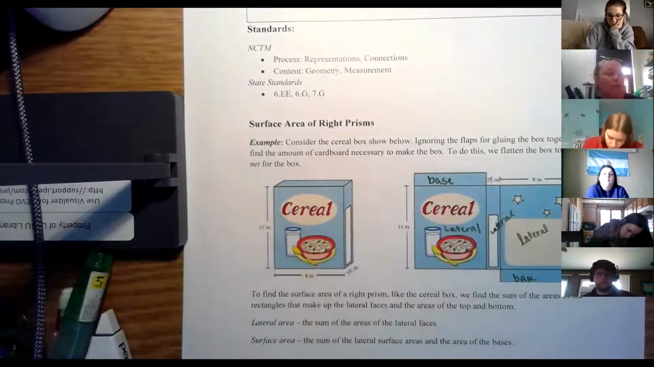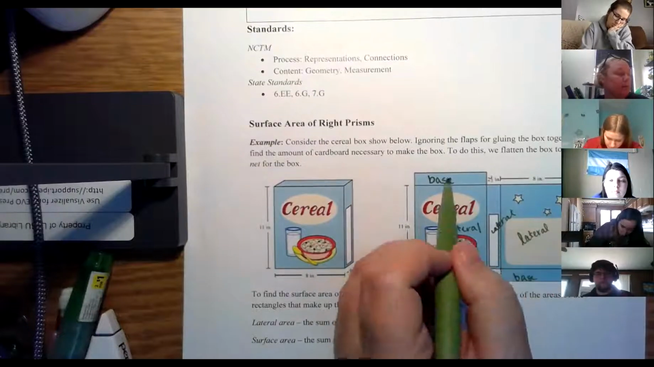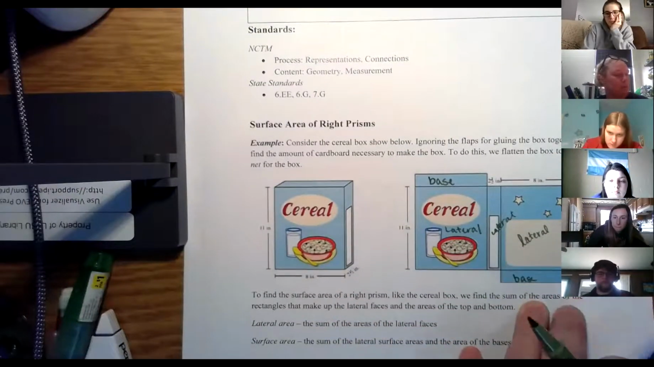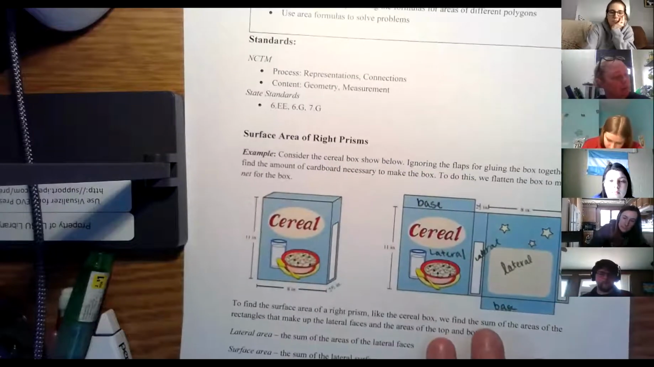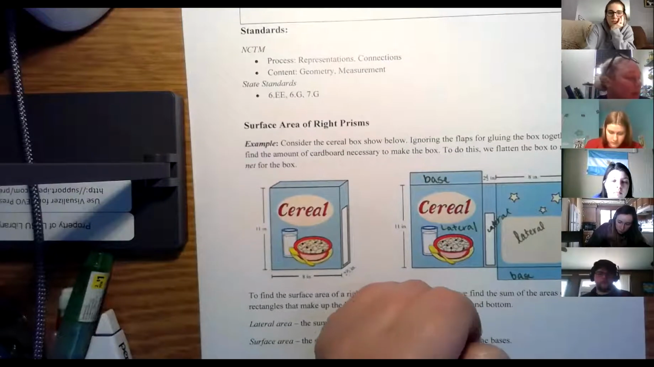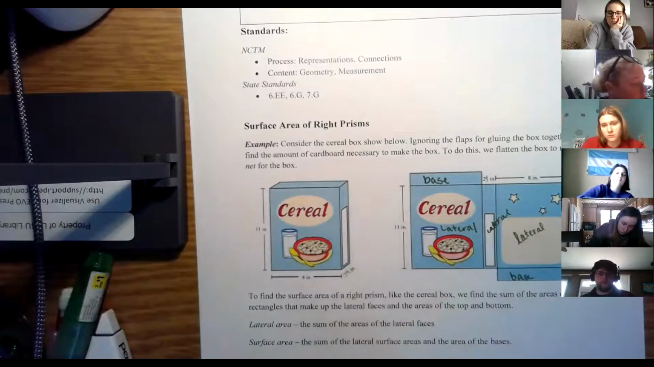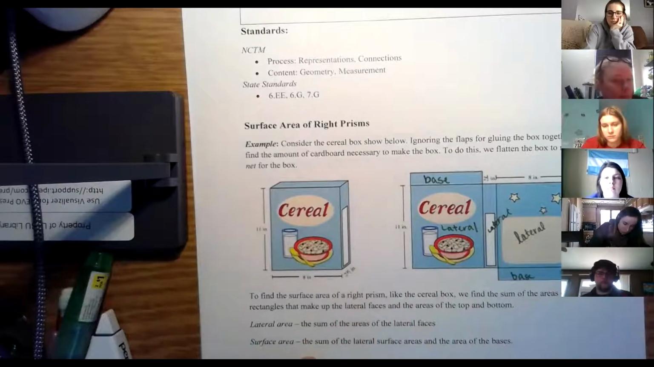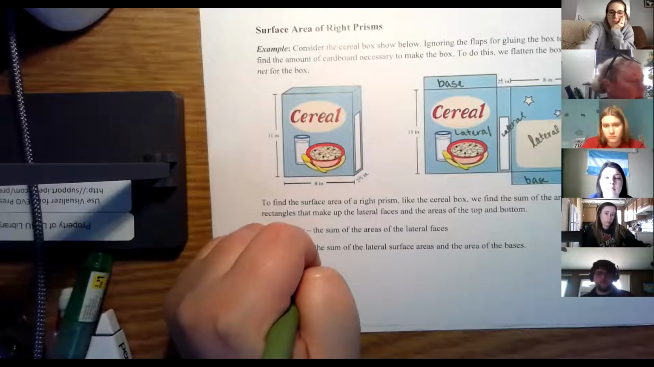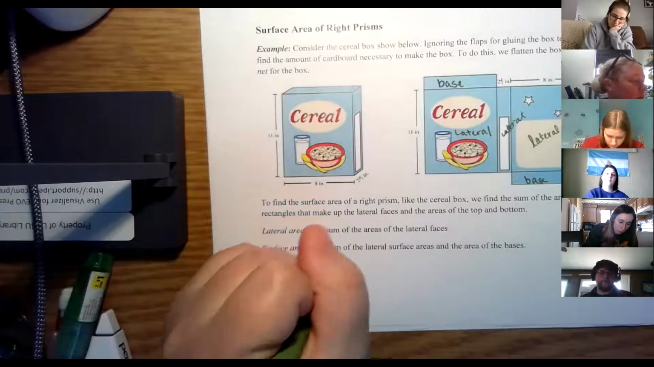Lateral, not latera. And then the surface area would be the total of the areas of the lateral faces and the bases. So if we wanted to find the lateral area, if we found the area of each of these lateral pieces, could we do that? Yes. All right, so let's see if we can do that. Just the lateral ones? So let's find just the lateral.